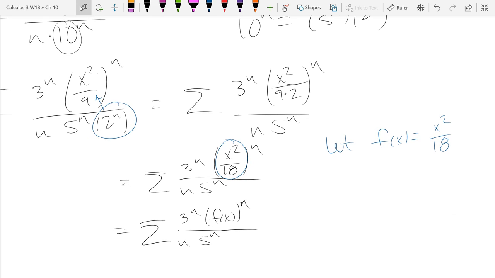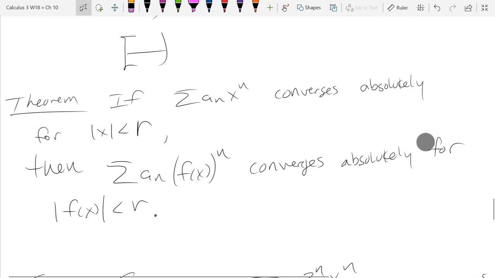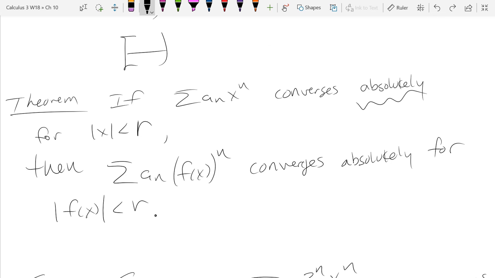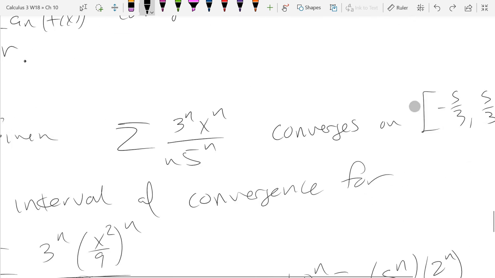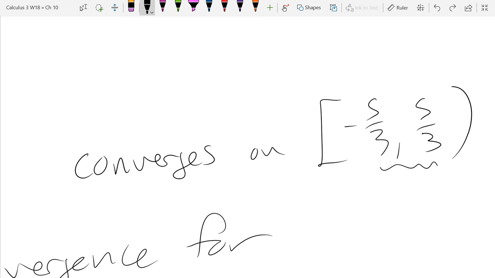So any questions about that rewriting with f of x? So now let's go up and read that theorem again. Theorem says, if it converges absolutely, now this absolute convergence means it converges absolutely for the absolute value of those terms. We used absolute convergence, or absolute value, to get that 5/3. What we used conditional convergence for was at the endpoint. So this series will converge absolutely if I just ignore the endpoints. That's the only time I used conditional convergence, at that one endpoint. So it converges absolutely on this open interval.